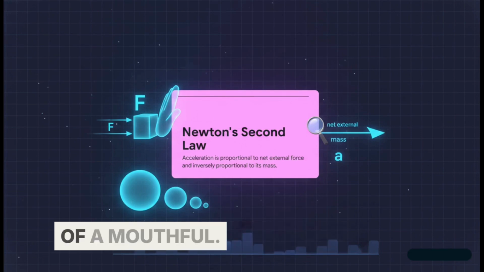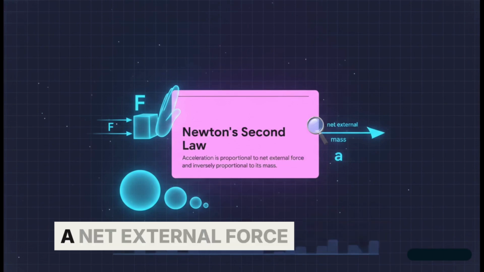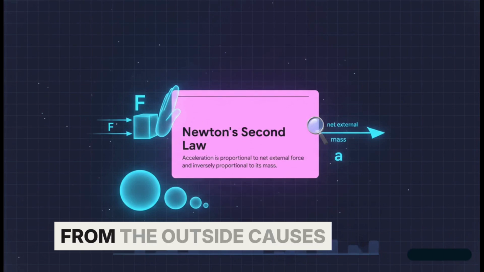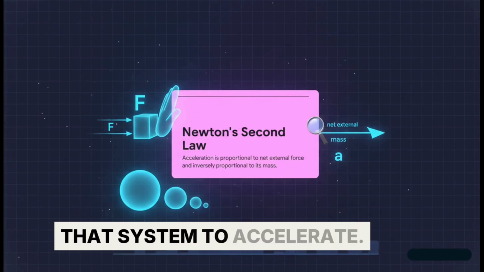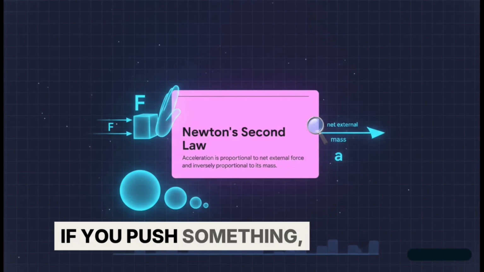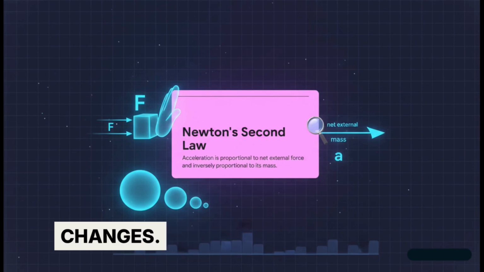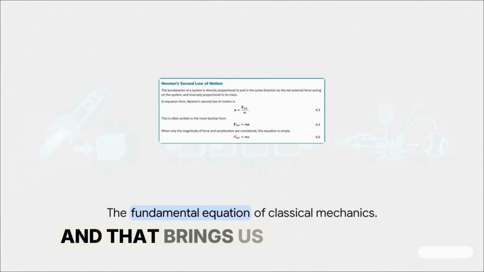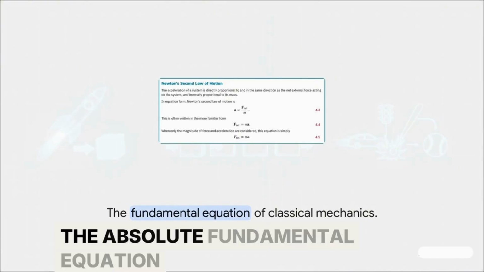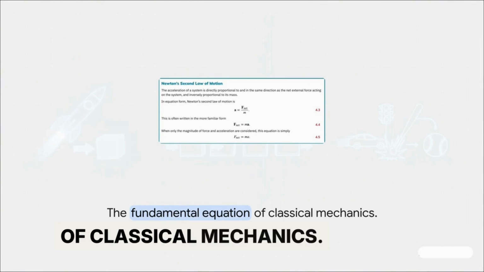Okay, I know that's a bit of a mouthful. But in short, this law tells us something highly intuitive. A net external force acting on a system from the outside causes that system to accelerate. Basically, if you push something, its speed or direction changes. It's that simple. And that brings us to what is arguably the absolute fundamental equation of classical mechanics.